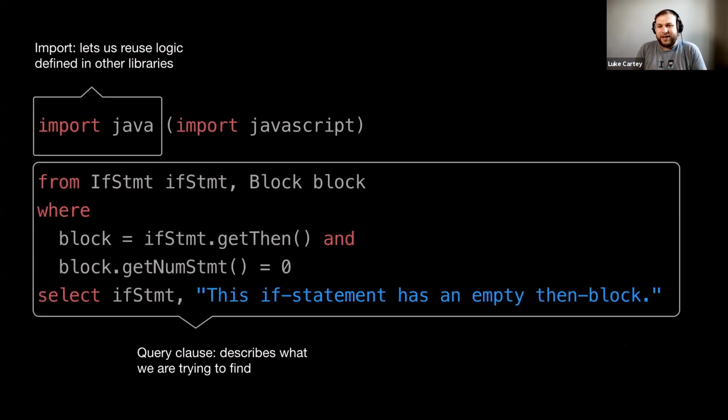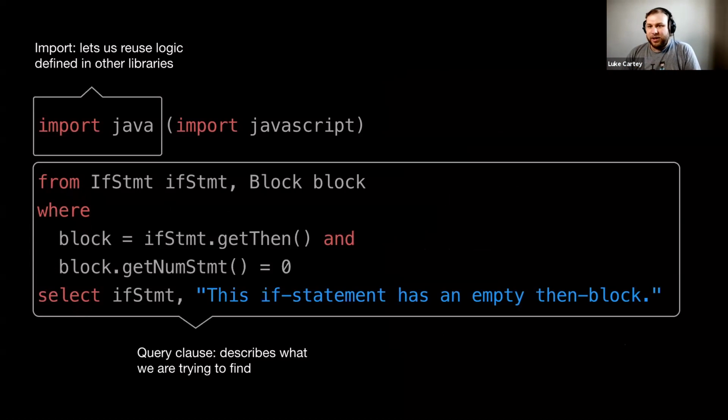Well, the basic syntax of QL will look familiar to anyone who's used SQL or similar query languages. There's a query clause, and this query clause is made up of three parts: a from part, a where part, and a select part. So from, where, and select.